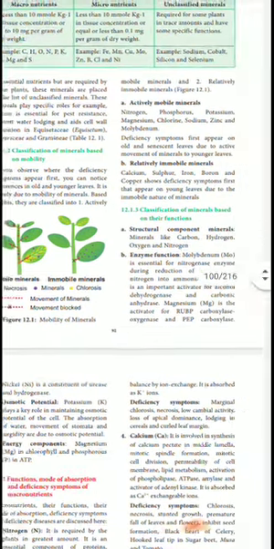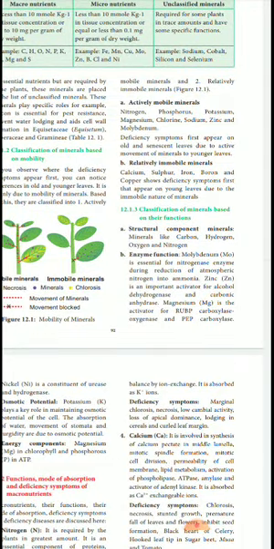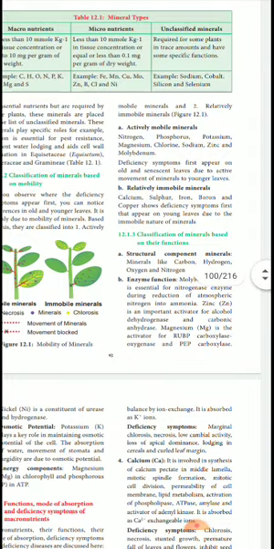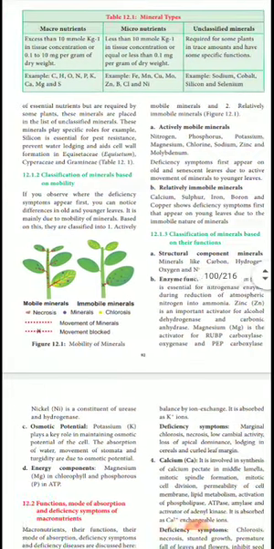What are the actively mobile ones? Nitrogen, phosphorus, potassium, magnesium, chlorine, sodium, zinc and molybdenum. You have to underline these. What problem happens with deficiency? Symptoms appear first in old and senescent leaves due to the active movement of the mineral to younger leaves. Relatively immobile means calcium, sulfur, iron, boron and copper. Underline these. The deficiency symptom appears first in young leaves due to the immobile nature of the mineral.